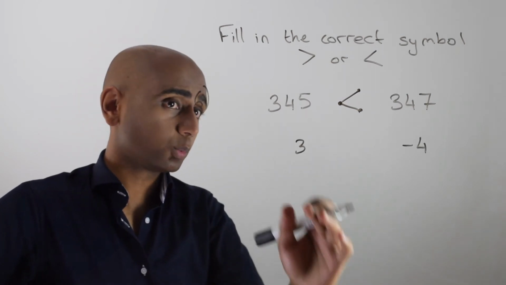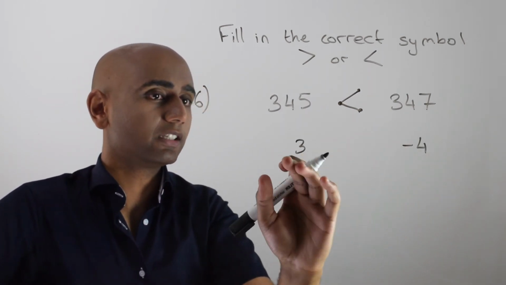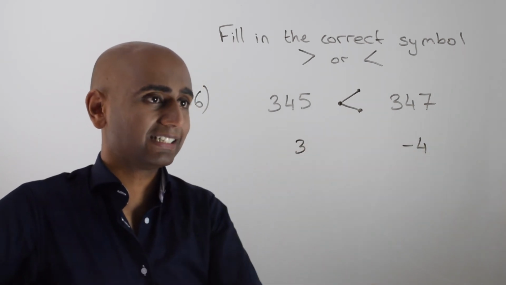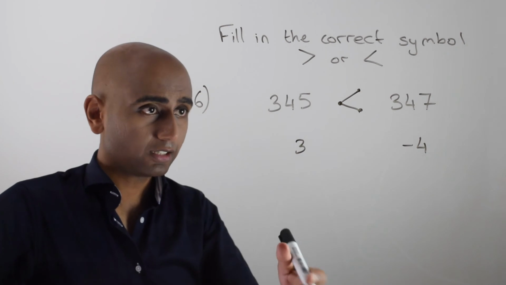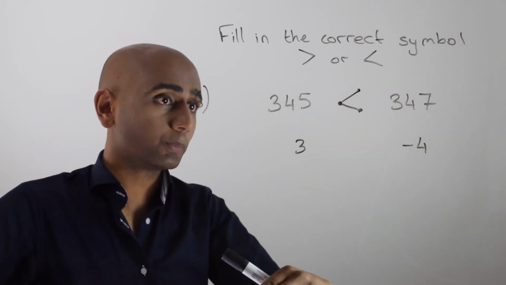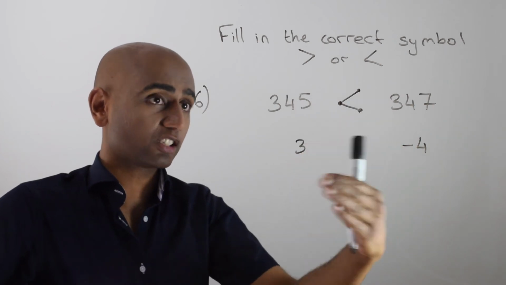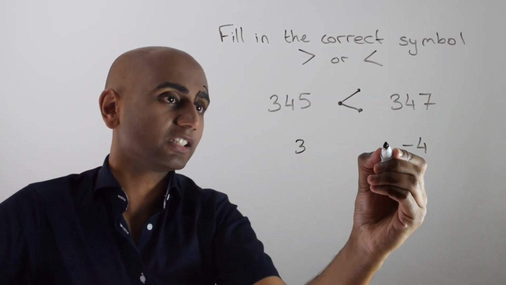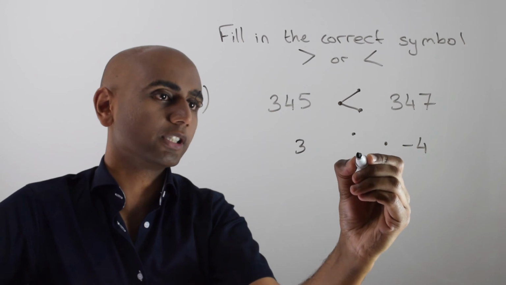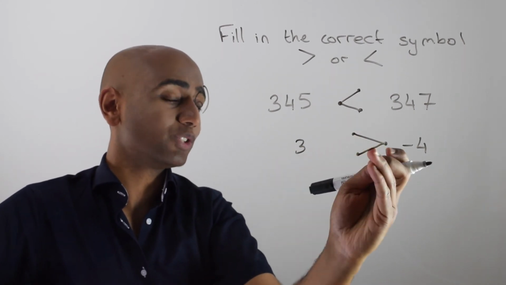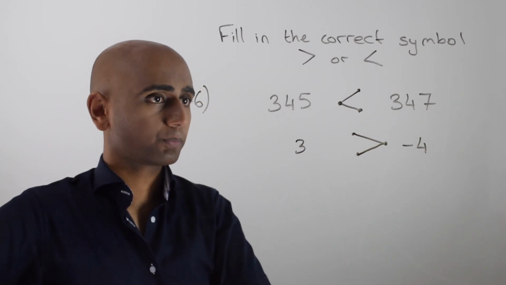In the next case, we've got to fill in the symbol between 3 and -4. Now we've got a positive number and a negative number, and we know from our number line that the negative numbers are below. So -4 has to be below 3, that's the lower number, so that's going to get the 1 point, 3 is going to get the 2 points, so this is the symbol we want. 3 is greater than -4.